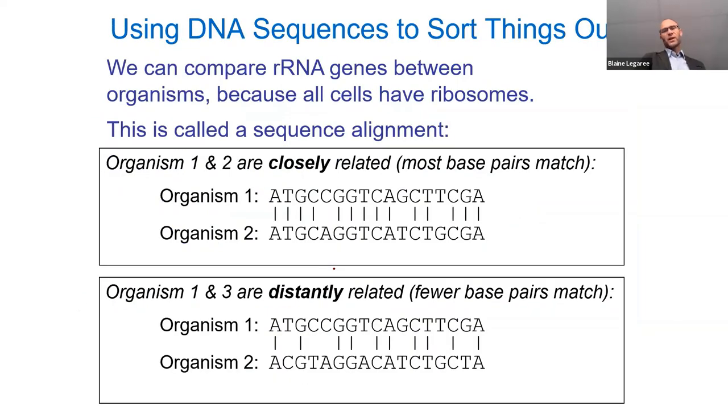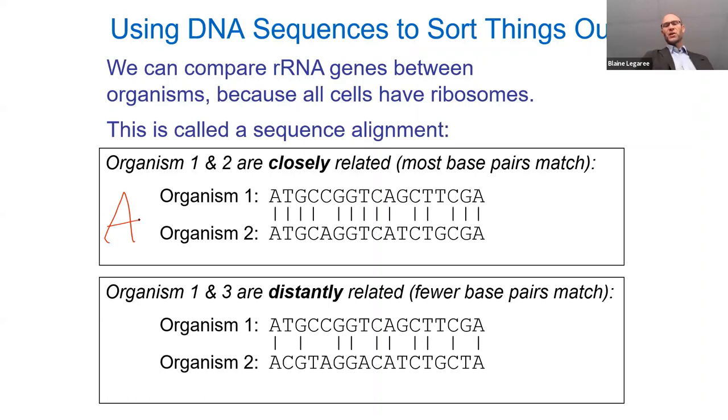So how does this work exactly? Well, like I said, nowadays with computers, this is very easy. We do what is called a sequence alignment. You can see in my example A here, you have 2 organisms, and you can just see, is the sequence the same or is it not? What percentage of it is the same?